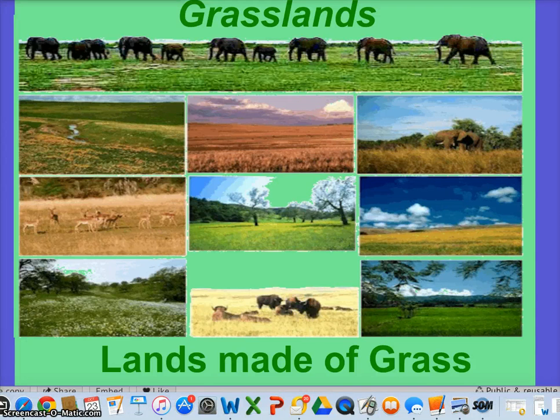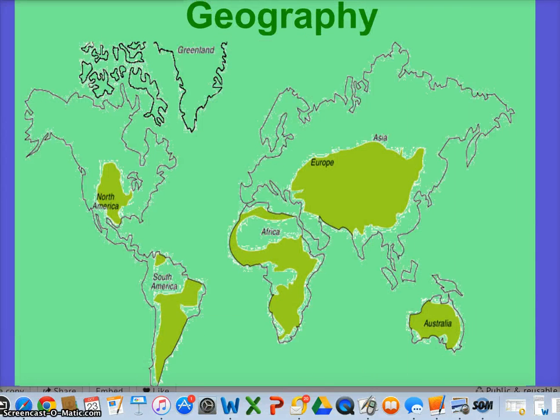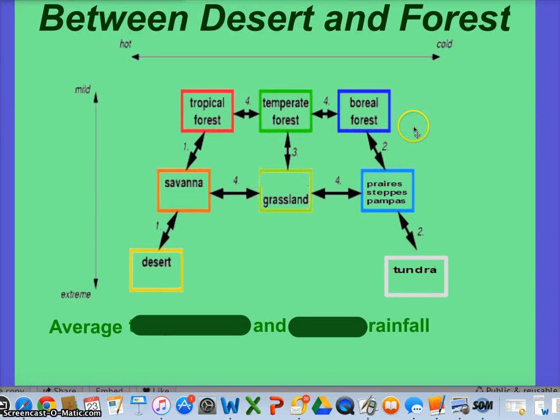Grasslands, mainly composed of grass. There's a map of grasslands in the world. The grasslands are, think of them as the middleman. They're in between little rainfall, which is desert and tundra, let's say, to more heavy rainfall, which are my forest.